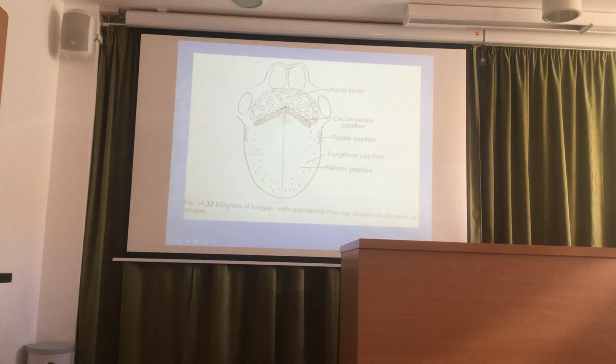So you can see the structure of the tongue. This is the sulcus medianus linguae here, the midline. This is the sulcus terminalis, and in front of it you can find the pars papillaris linguae, and behind it the pars follicularis linguae.